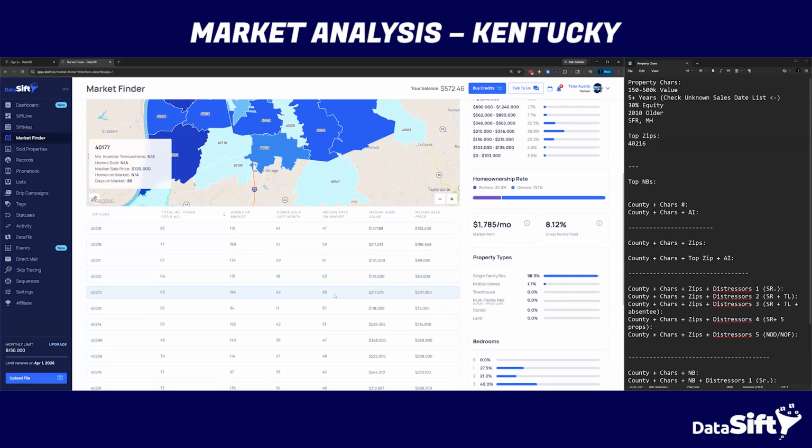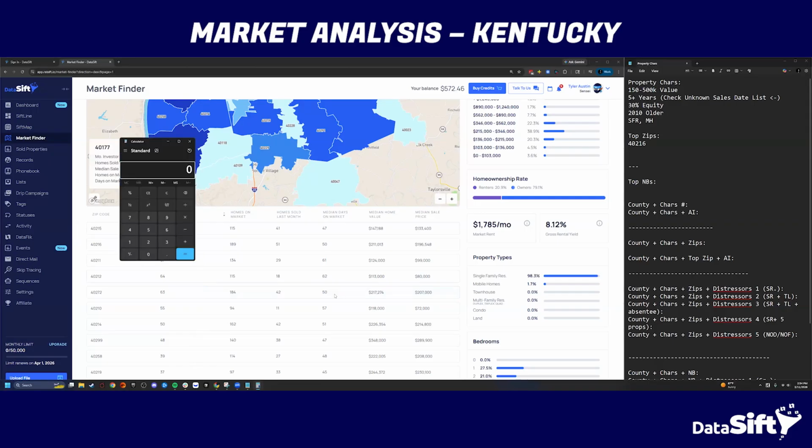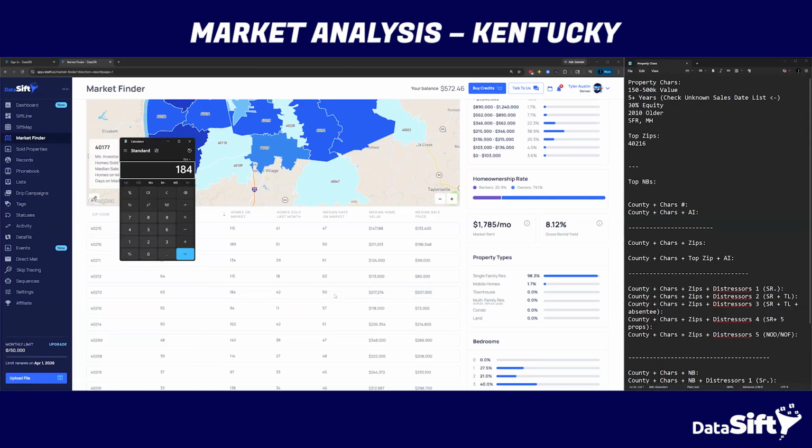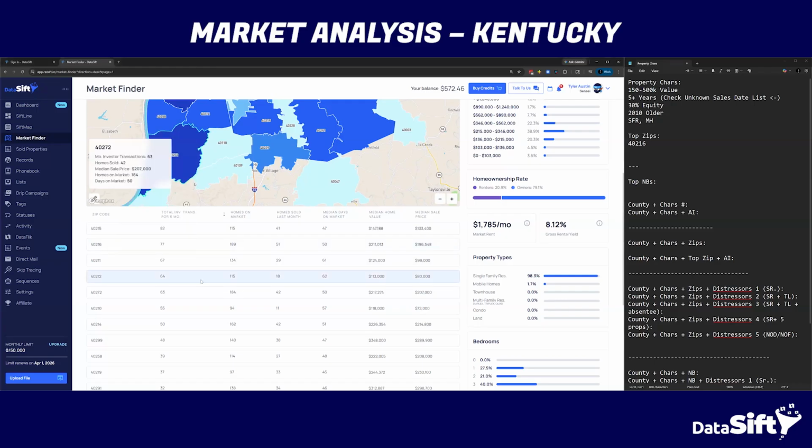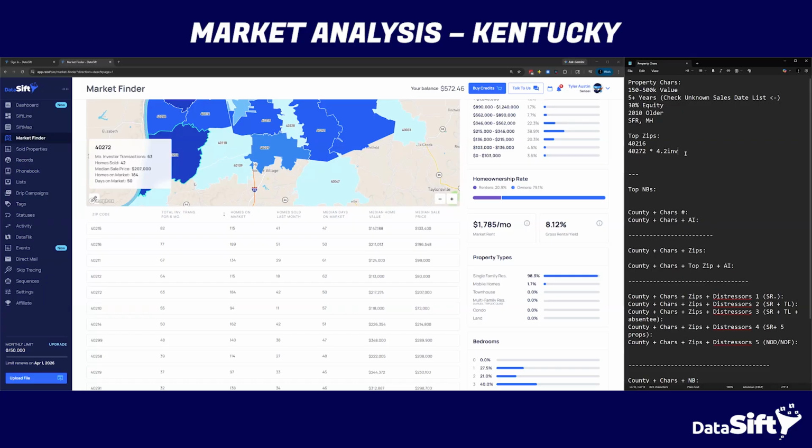I'm going to look at this zip code 40272. We're going to do the same thing. 184 divided by 42. 4.3, not as sexy, but it has the next highest amount of investor transactions at 63. And so we're going to take it, 40272, but then we're going to add a dash here or an asterisk, and we're just going to put like 4.2 inventory, so INV, and just keep that in our mind because we might find another one that has lower inventory that has less investor transactions, but it's better for us.